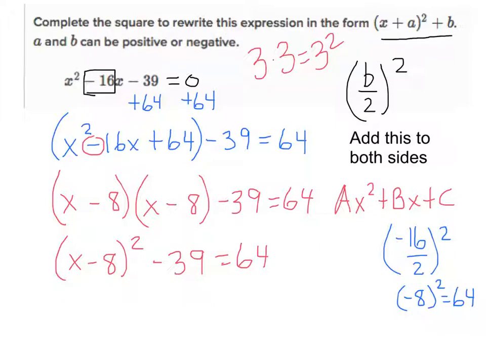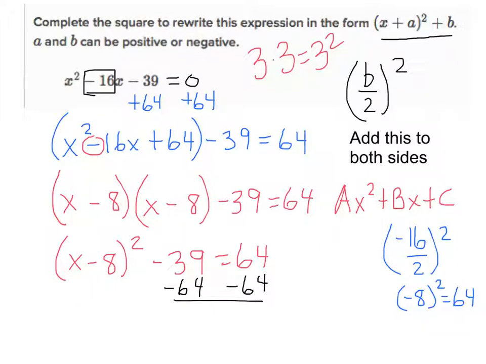Let's look at the form they have up here. They want everything to the left of the equal sign. So they want x plus a squared plus b, and then they don't want to know what's on the right. So what I need to do is I need to take this 64 right here and I need to move it to the left side of the equal sign. Well, what can I do to get that 64 from the right side to the left side? Well, I can subtract 64 on both sides.